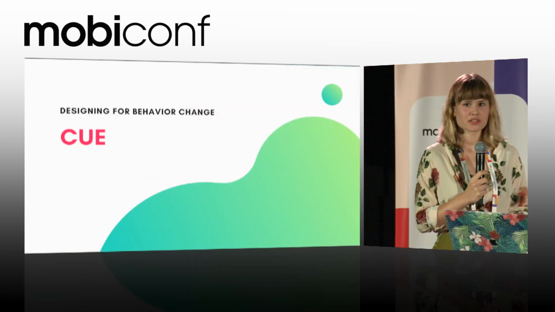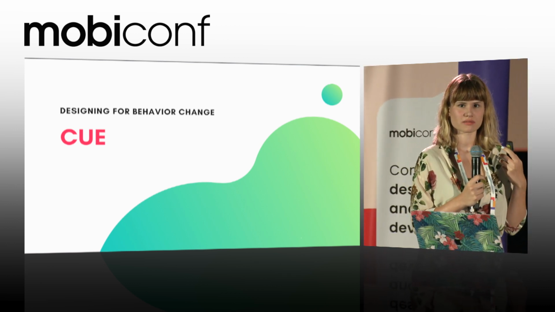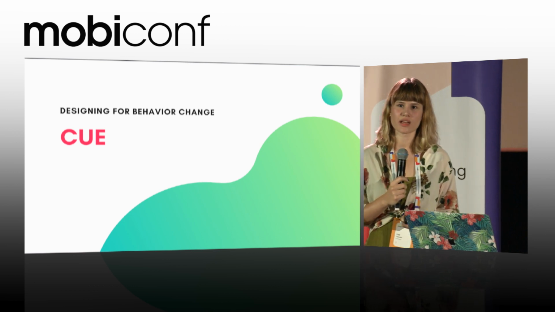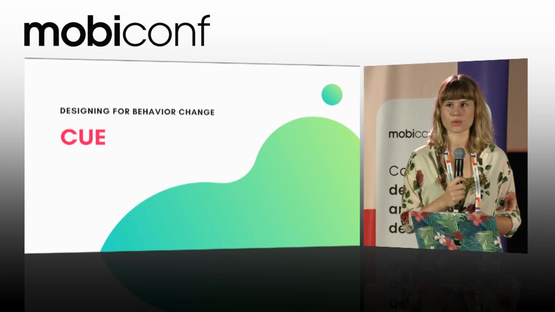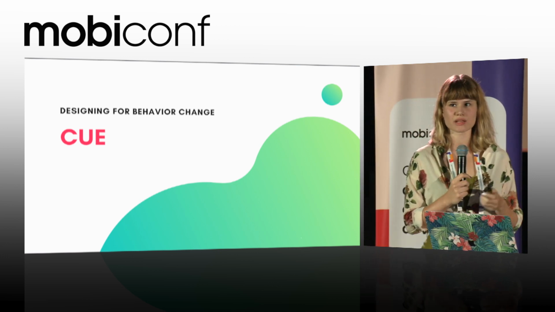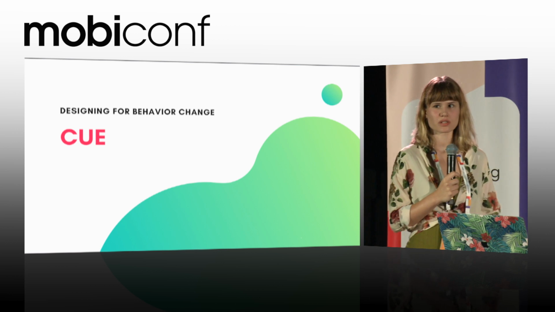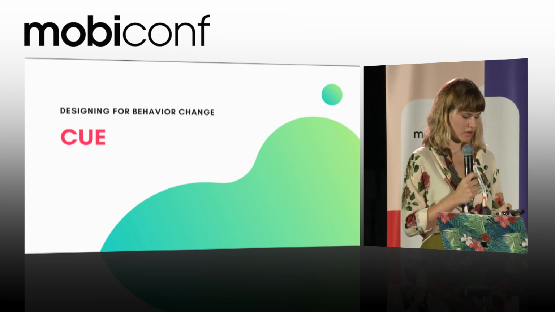So the first stage is the cue, the trigger in the environment or the user's internal state, to start using our product. So I will tell you about techniques which you can use in your work to design better products that act on those 5 stages and to help users to form the habit of using your application.